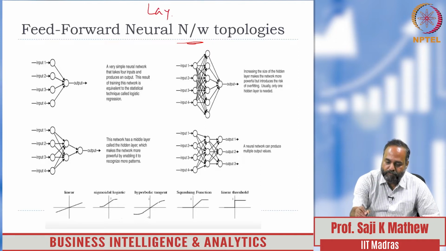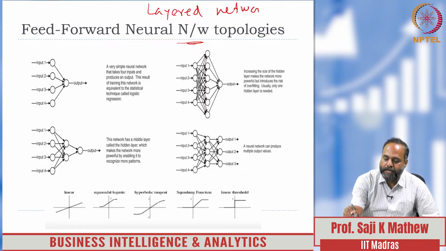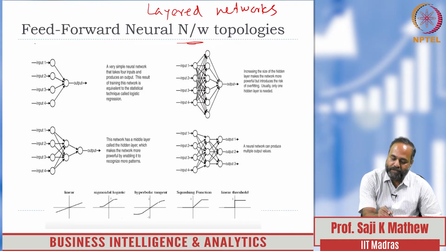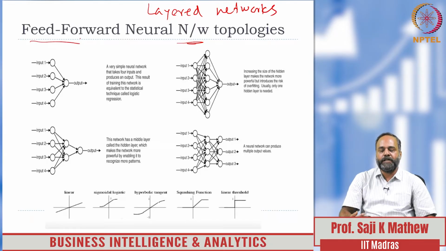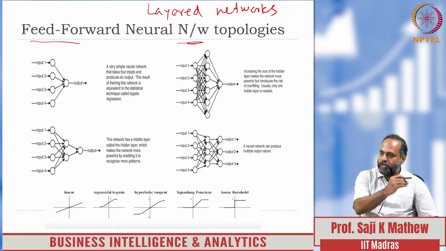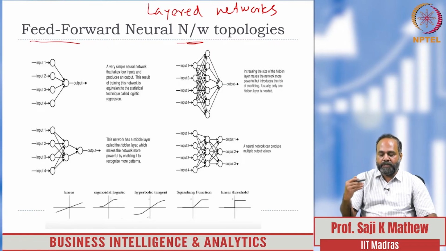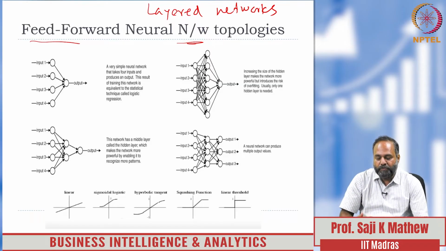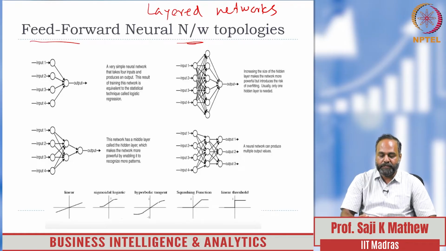Layered networks. And this is a category of layered networks known as feed forward, in the sense there is no feedback from the output to the input, it is only in one direction. And this is the type of neural networks that is used for forecasting problems. So we are looking at this closely. This could also be used for classification.